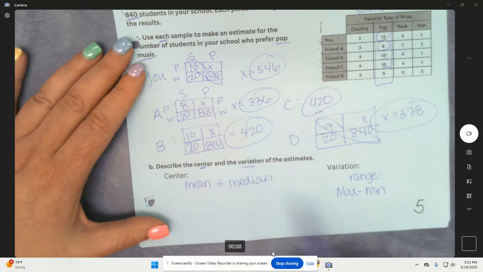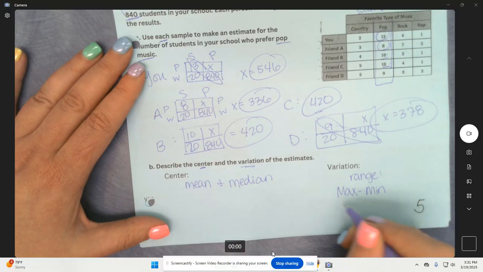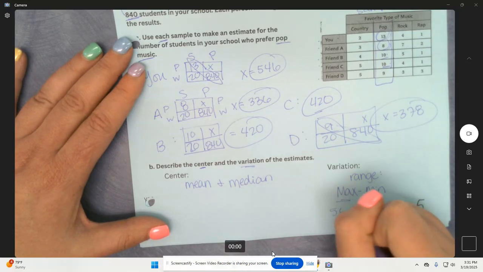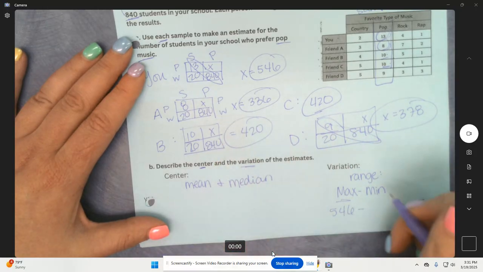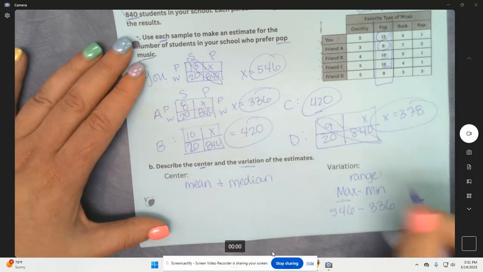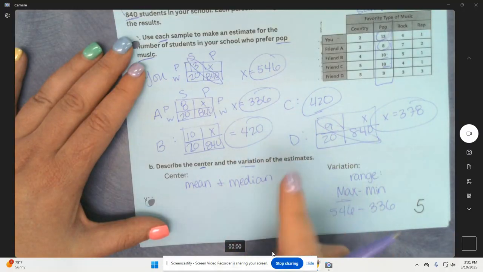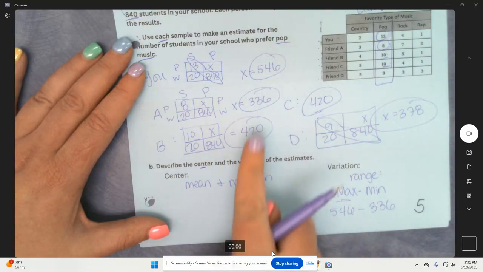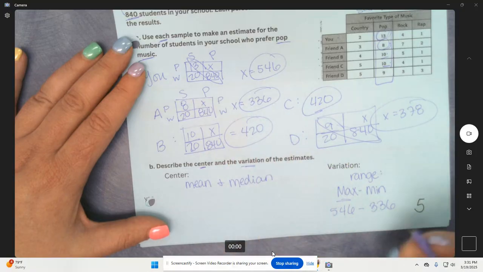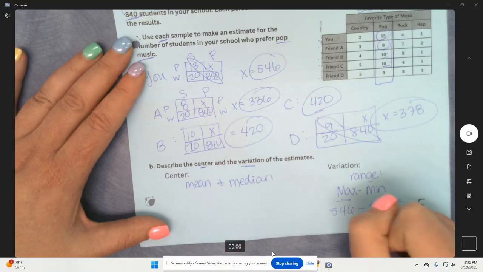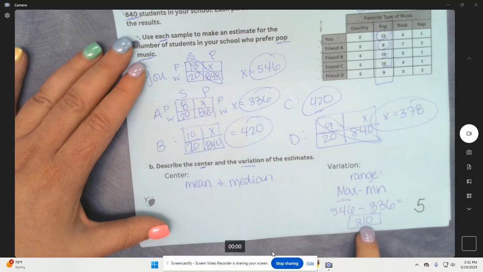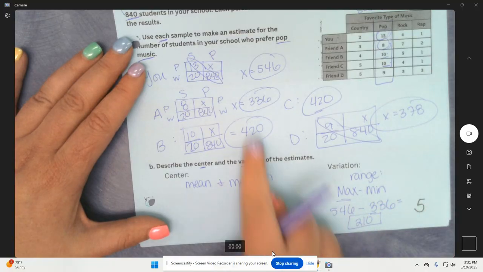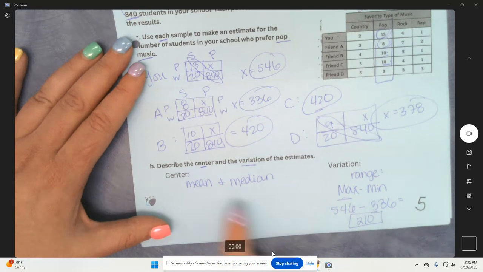And so I can go ahead and find this one pretty easy. So we can go ahead and do variation. So the maximum is my biggest number, which was 546, minus my smallest number, which was 336. So we're doing it based off of the population, what we're predicting as population from each sample. And so when we subtract those two, the difference, or the range, is 210. There's a 210 difference in the different samples that we collected.